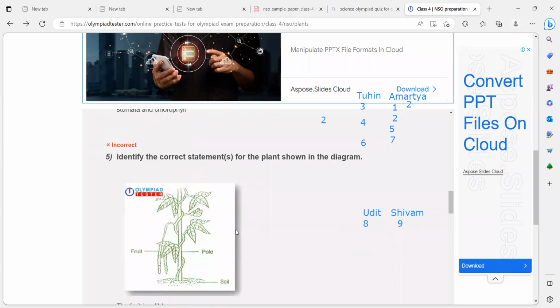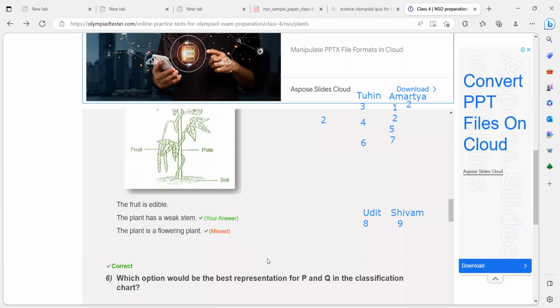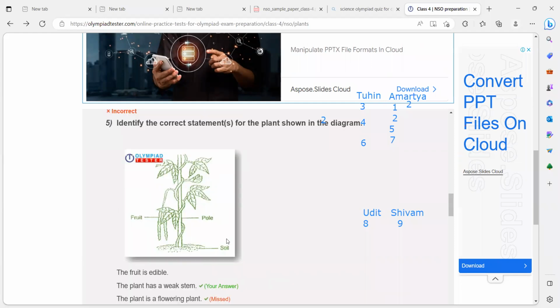Okay, now let's see this one. Identify the correct statement for the plant shown in the diagram. Ma'am, Amartya told. Yes, I know Amartya told it. Amartya, your answer is correct, but the other one is also correct. The plant is a flowering plant. See, there are flowers coming out of the plant. So there will be 2 answers. You gave 1 answer. So Amartya gets 3. 2 plus 1 equals 3.